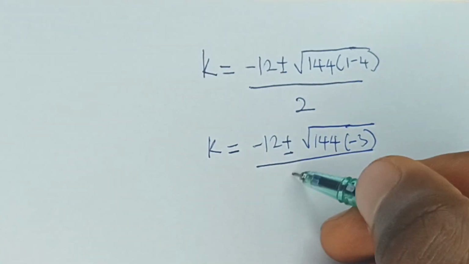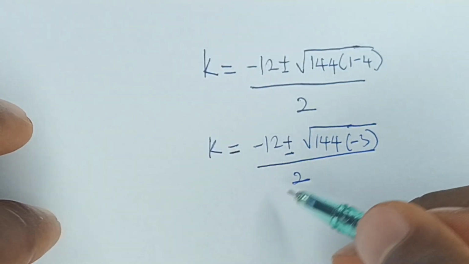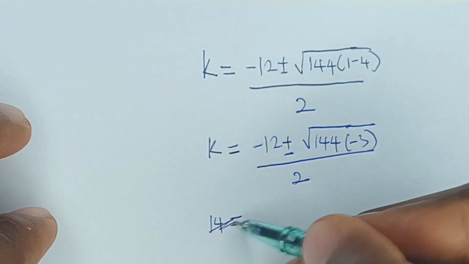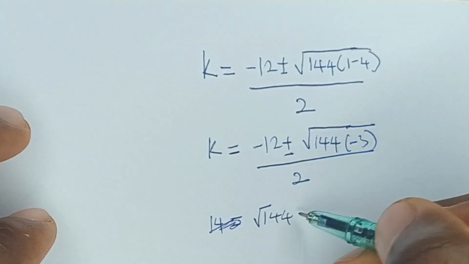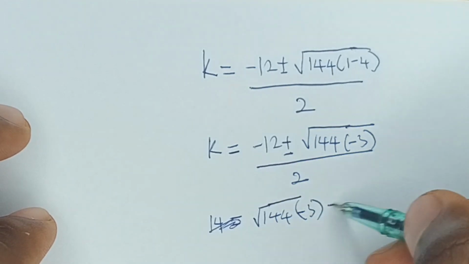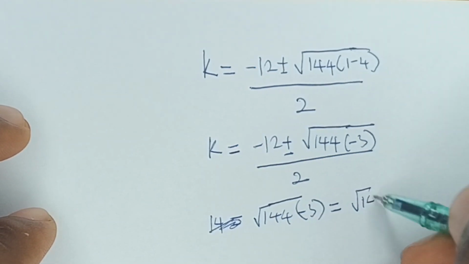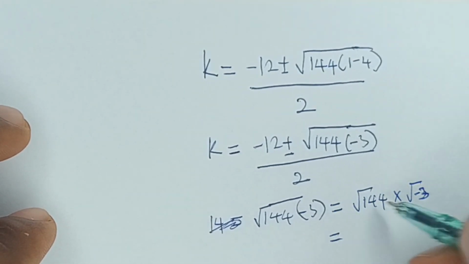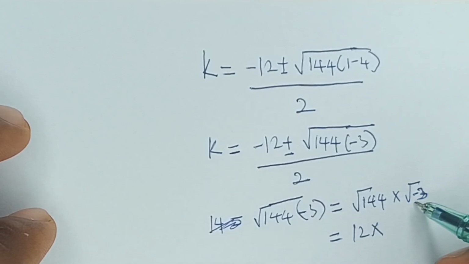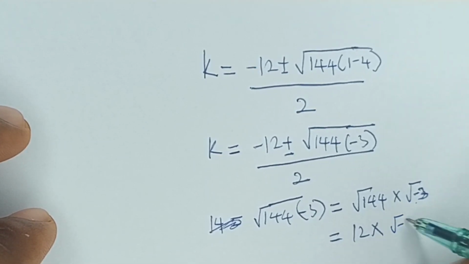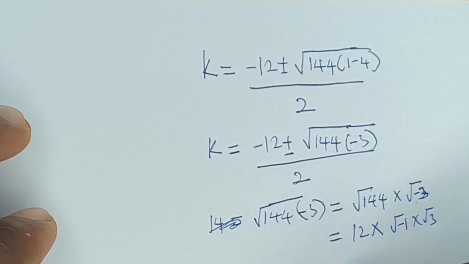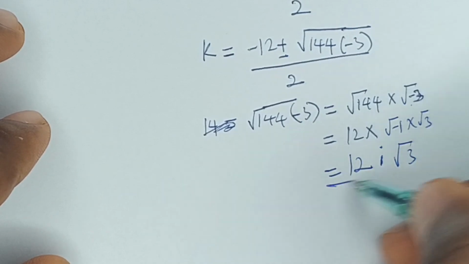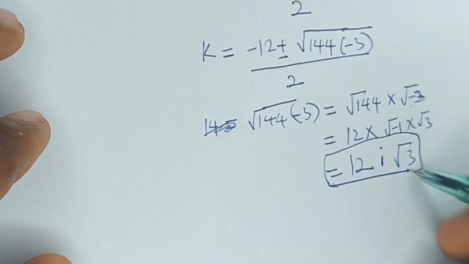Okay, all over 2. Now resolving this, we have that this can be written as root of 144 times minus 3, which is root of 144 times root of minus 3. Root of 144 is 12, and root of minus 3 can also be written as root of minus 1 times root of 3. So this is equal to 12 times i times root of 3, since root of minus 1 is i. Okay, so we're going to just substitute this in this equation.